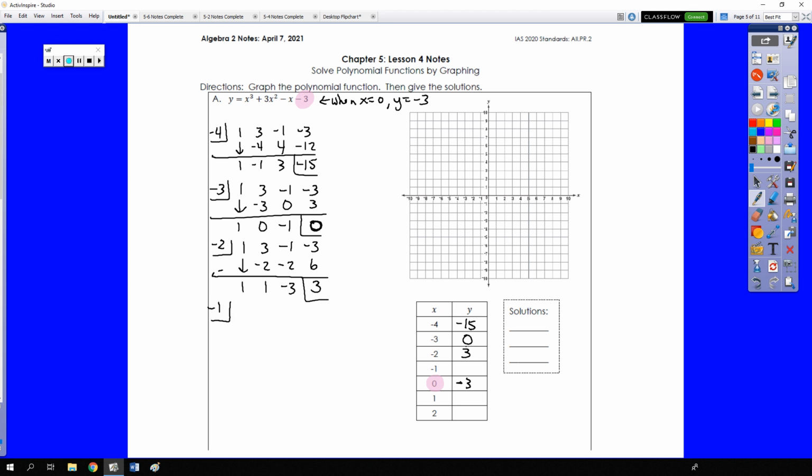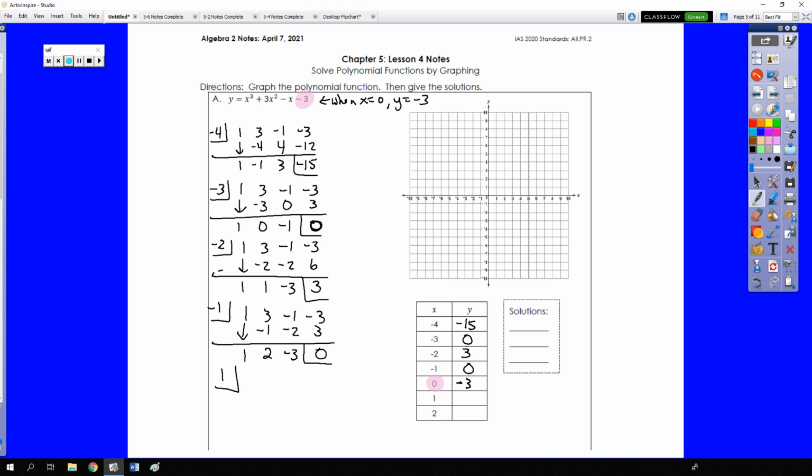-1 goes in the box. 1, 3, -1, -3. And we run synthetic division. 1 comes straight down. -1 times 1 is -1. Add down is 2. -1 times 2 is -2. Add down is -3. -1 times -3 is +3. Add down would be 0. So you can see how we're filling out the chart 1 point at a time by using synthetic division.